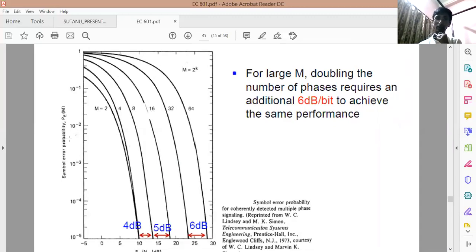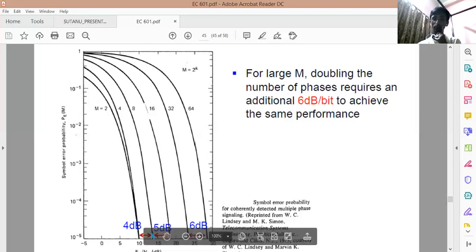So if the value of M is greater, then you will get performance that is quite poor as compared to BPSK. Okay, for M equal to 2, the performance is exactly better. Next 4, then 8, 16, 32, 64. It means I need more energy to achieve the same error probability. The same error probability can be achieved, but I need more energy to noise ratio. That means my signal energy requirement is more.